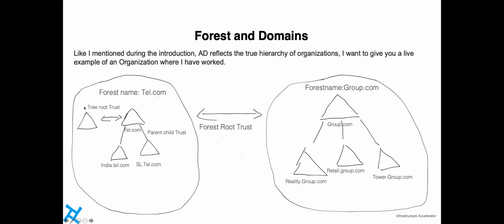The first domain of a forest is called the root domain. So this is a root domain and this is a child domain. Again, this is a root domain and this is a child domain. The trust which exists between these two domains is called a parent-child trust. This is a parent-child trust. This is a parent-child trust.